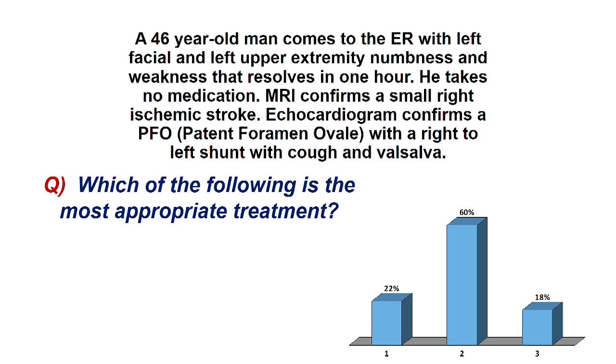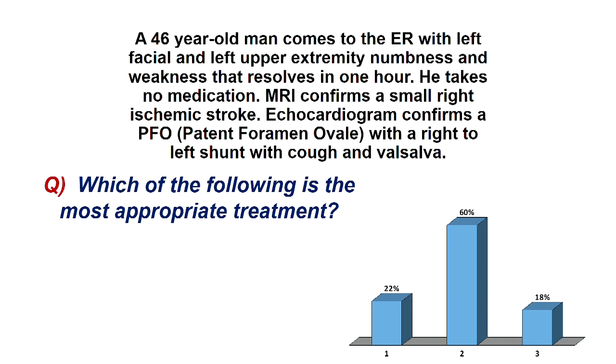Okay, so most people recommend a closure device. PFOs are not uncommon. 25 to 30% of us have PFOs. So it's very common. If this patient obviously has a cryptogenic stroke from the PFO, aspirin is the first line therapy. There is no evidence that using a closure device is better than aspirin in somebody who has had a cryptogenic stroke.